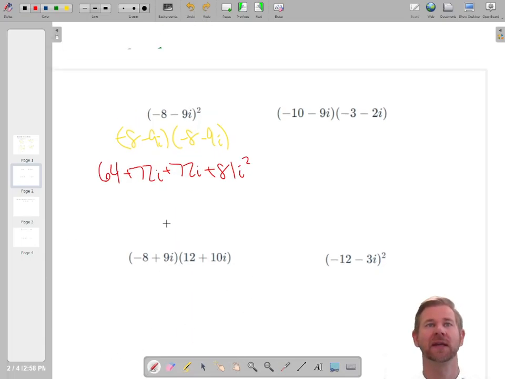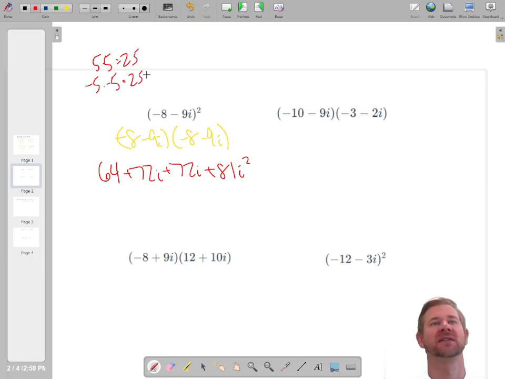So what you need to remember is that there is no number that times itself gives you a negative, okay? A positive 5 times a positive 5 is 25. A negative 5 times a negative 5 is positive 25. So how do you get a negative number? We made one up. By definition, we said the square root of negative 1 is i. So if you square both sides, negative 1 is i squared. Everywhere you see i squared, you can just replace that with negative 1. So now I can combine like terms.